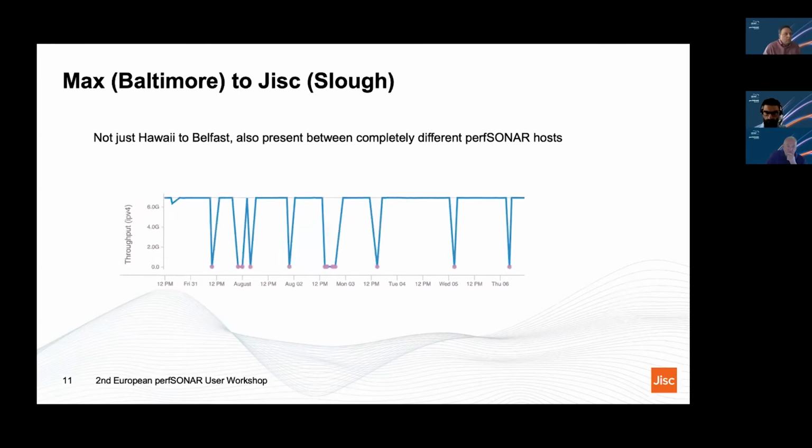So when we looked at some other perfSONAR traces, in this case, they're both within the Atlas mesh, but not specifically Hawaii and Belfast. We saw similar drops in the throughput, and so this indicated that it wasn't specifically the two endpoints where the data was being copied that were at fault.